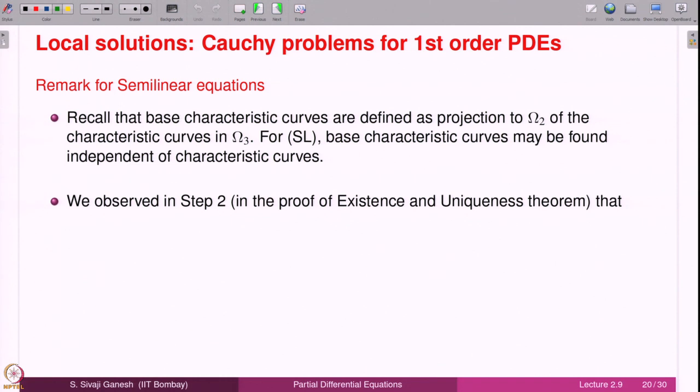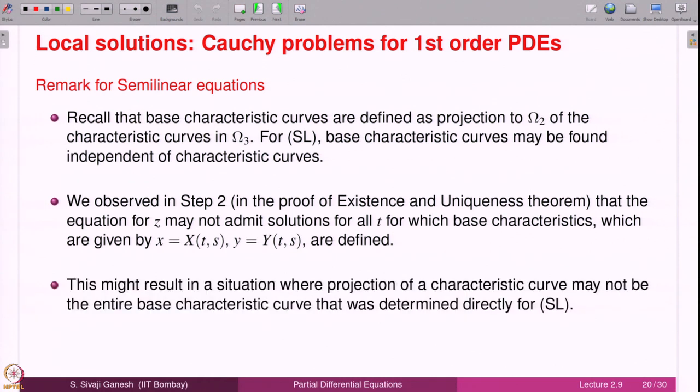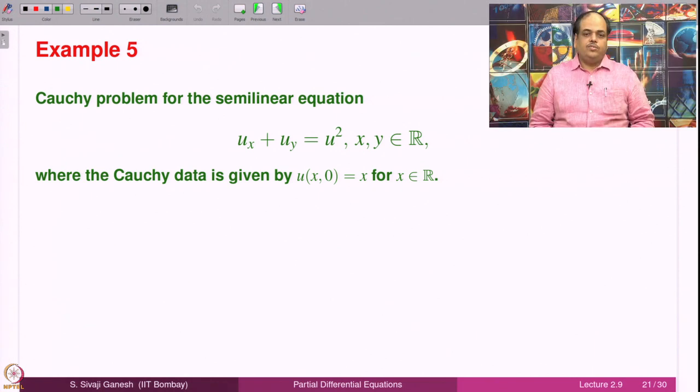Now, we observed in step 2, namely in the proof of the existence and uniqueness theorem, that the equation for z may not admit solutions for all t for which base characteristics are defined, simply because dz by dt is a nonlinear equation. For a general semilinear equation, dz by dt is a nonlinear equation, and solutions to nonlinear equations, as we said, as a rule are only local solutions. So, it can even cut out some portion of the base characteristic curves. This might result in a situation where the projection of a characteristic curve may not be the entire base characteristic curve that you already found otherwise. Let us assume all these curves are the longest possible ones that we have found. We will see an example, it will be obvious. So, the next example exhibits this possibility: ux plus uy equal to u square, and Cauchy data is u(x, 0) equal to x.